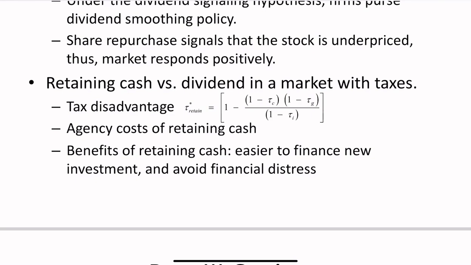And in the end, you can see that this whole retaining cash versus dividend argument is really an argument about different trade-offs, right? So it's also about trade-off theory. That is, a firm has to trade off the cost of tax disadvantage and agency costs versus the benefit of financing investment opportunities and avoiding financial distress costs.